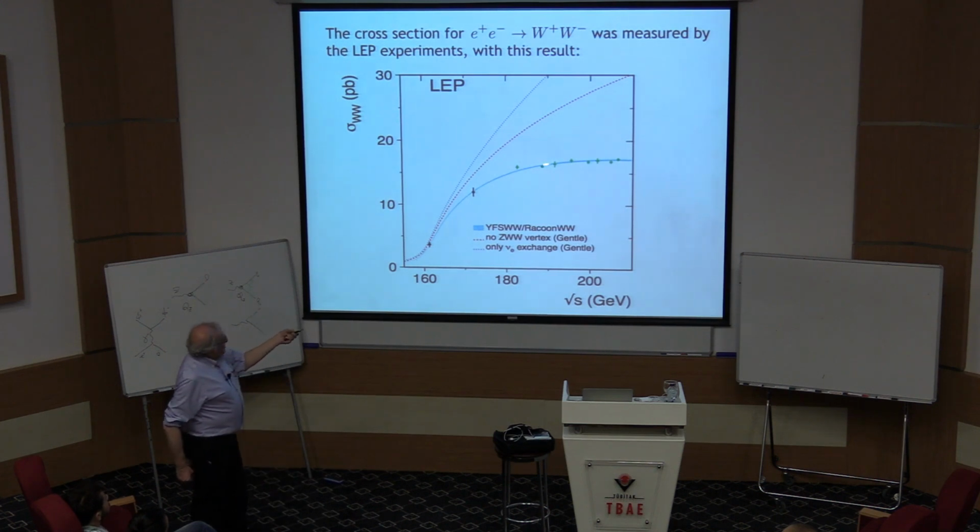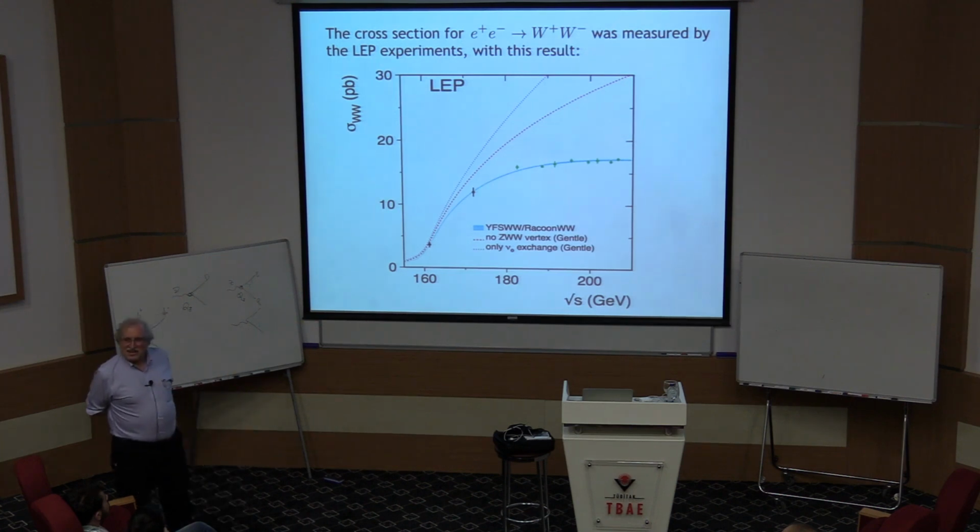This is the standard model prediction. This is the data, the average of the 4 LEP experiments. There is no big enhancement of the cross-section as you go very close to threshold. There's the threshold at 160. It's smeared out a little by the effects we were just talking about.